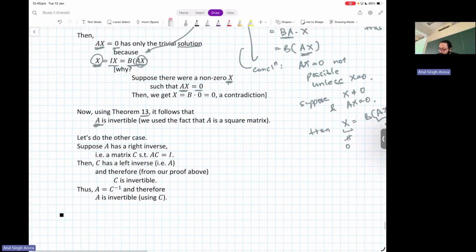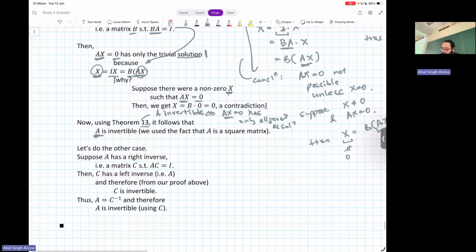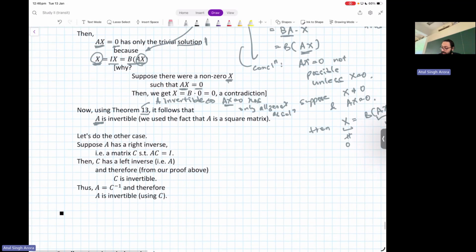All right, and then Theorem 13 was basically just saying that A being invertible is equivalent to saying that Ax equal to 0 has only the trivial solution, the all-zero solution. So we just proved that Ax has to have only the zero solution if there exists a B that gives you B times A as identity. That's what we just showed. And so using Theorem 13, we conclude that A is invertible. Okay, and that's what the theorem was saying.